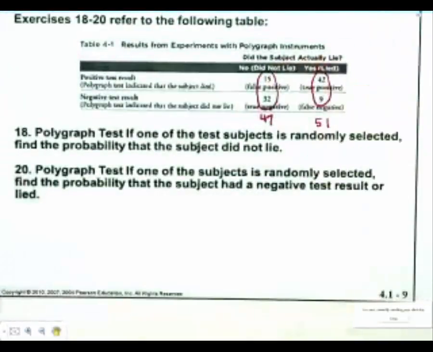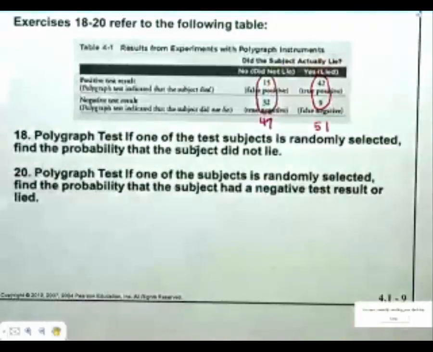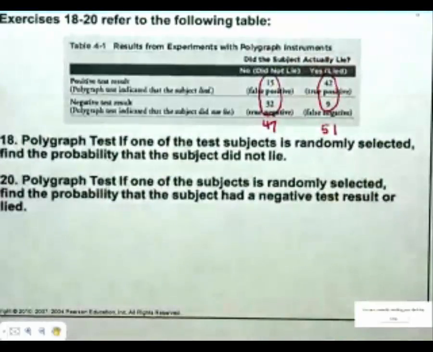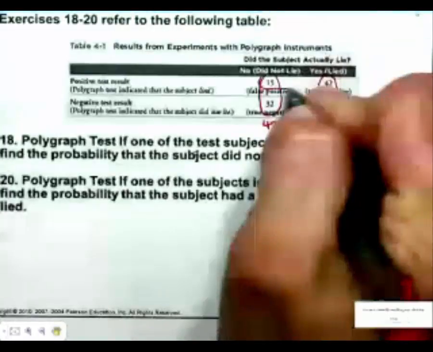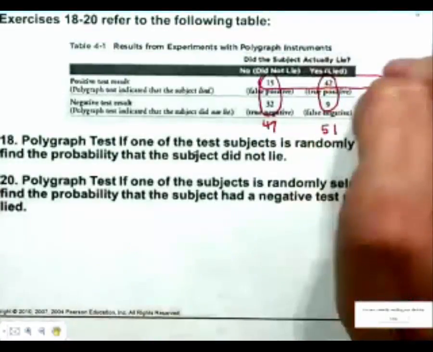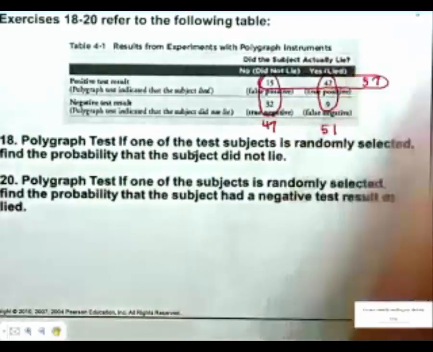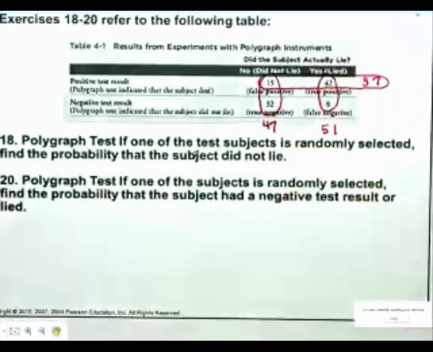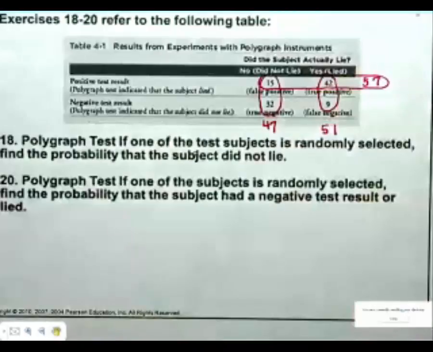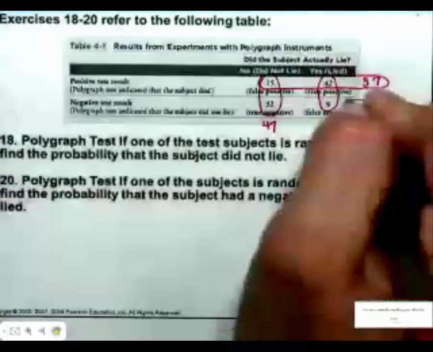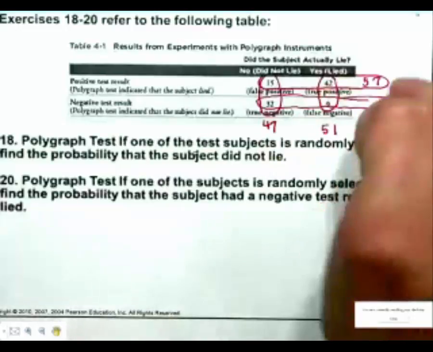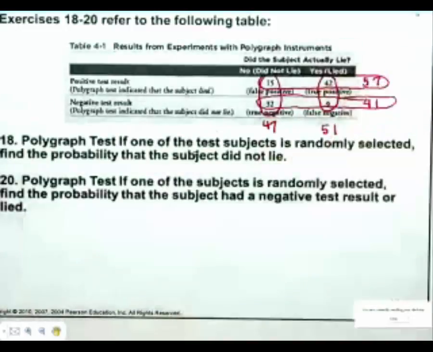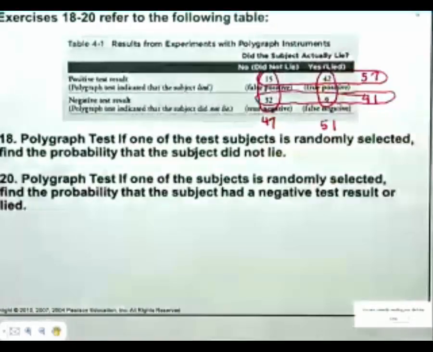If I wanted the total number who tested positive, whether they were lying or not, it would be this 57. And if I wanted the total number who tested negative, whether they were lying or not, then that would be these 41. How many people in all took the polygraph test?